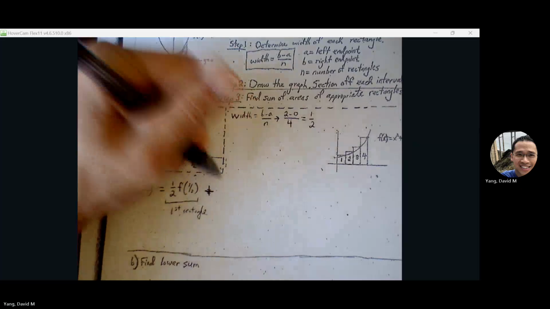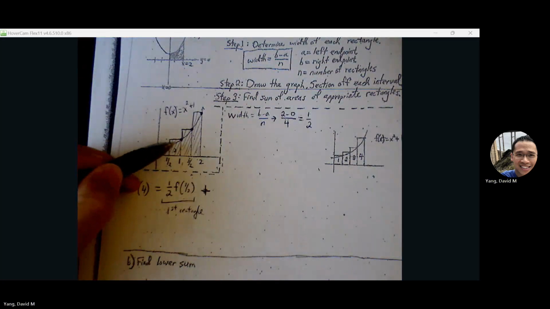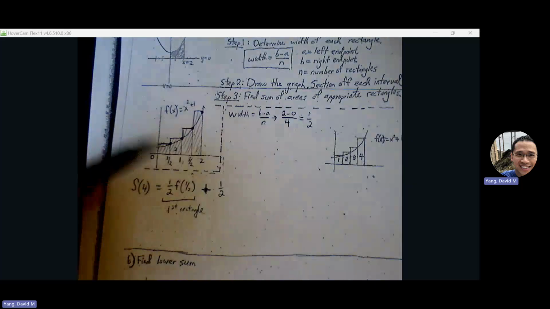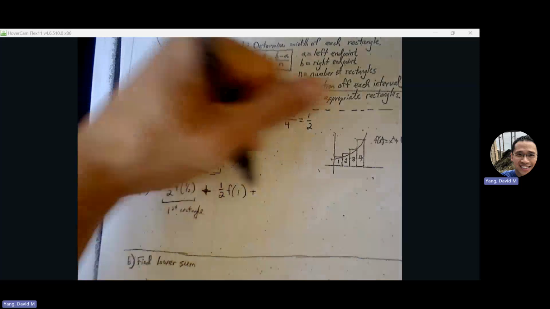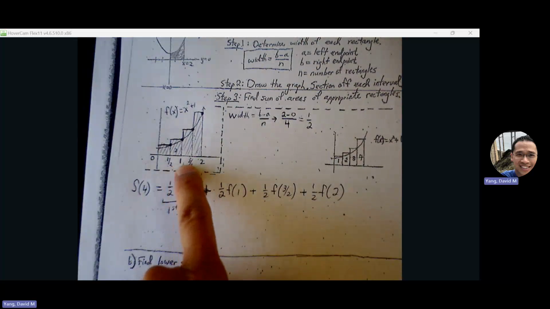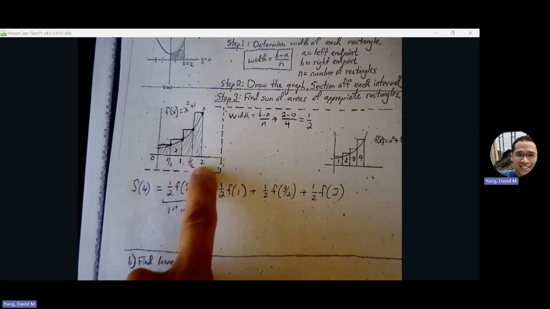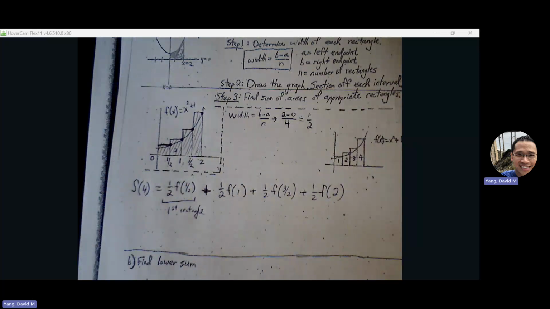Plus, what do you think the area for my second rectangle can be represented as? 1/2 times what? f of 1, yeah. And we just go down the line, right? 1/2 times f of 3/2 plus 1/2 times f of 2. Now, notice that we used every one of these x values except 0, right? We don't use 0 because 0 doesn't represent the height of any of the upper rectangles that we're looking at.